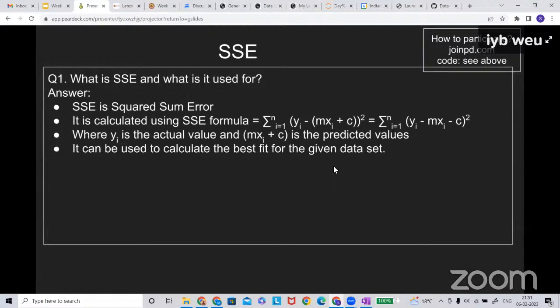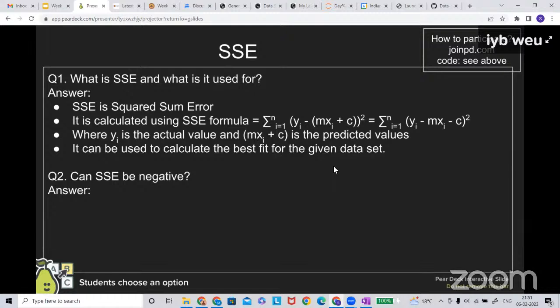Okay. It can be used to calculate the best fit for the given data. If you have some collection of data, from there you can choose which line is going to be the best for that data. We'll see that.